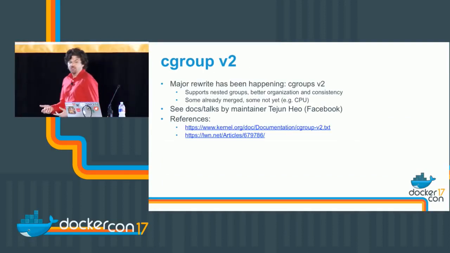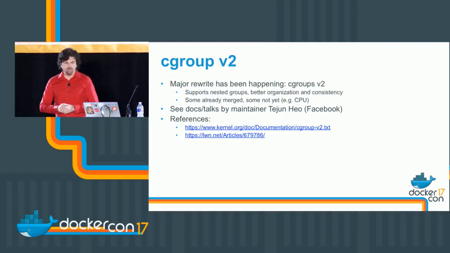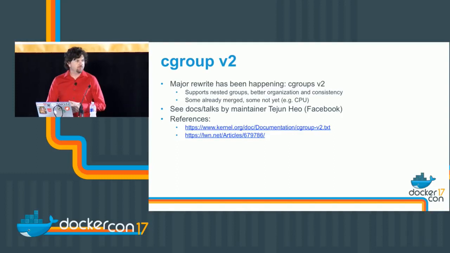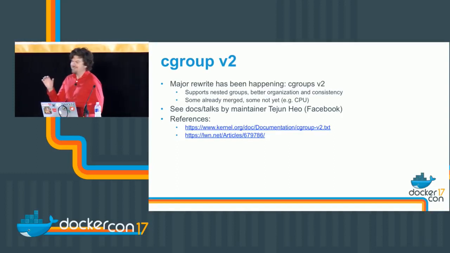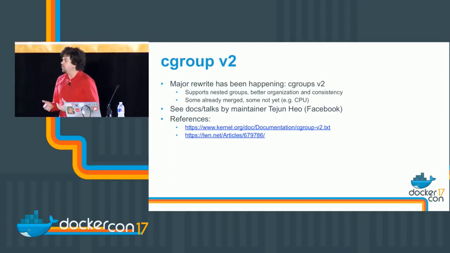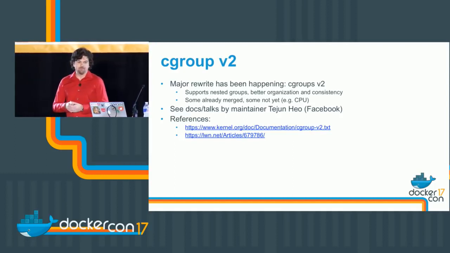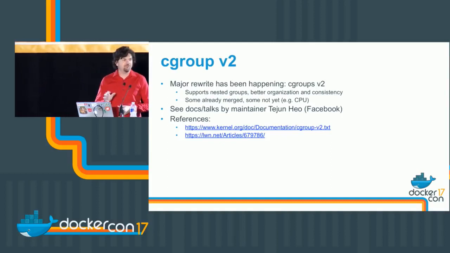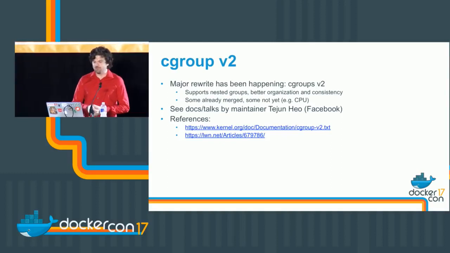cgroup version 2, there's been a major rewrite that's been happening for a while. Some of it's in the kernel, some of it isn't yet, the CPU cgroup version 2 code. It supports nested groups, it has a better organization and consistency. And if you see any docs or talks by Tejun Heo from Facebook, he explains it pretty well.